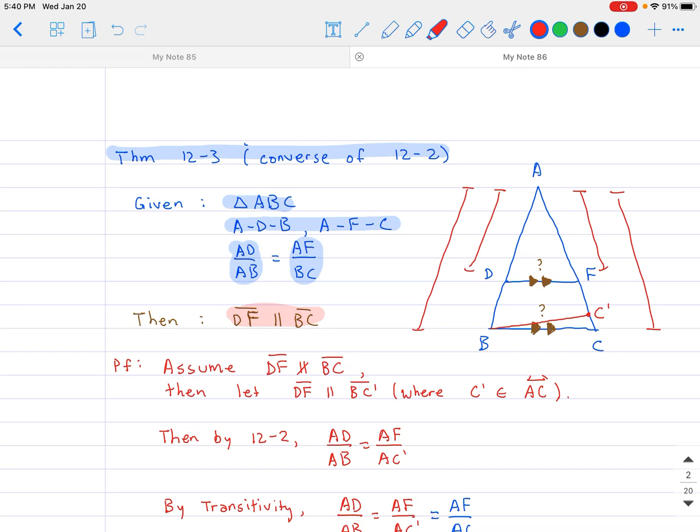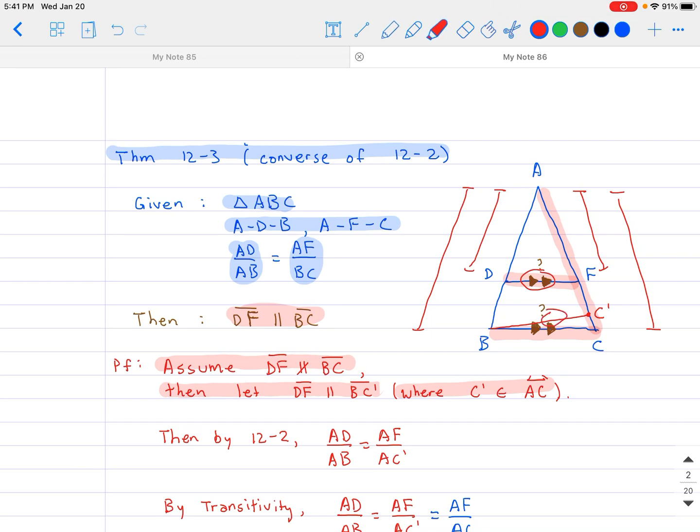So the way we're going to do it is by an indirect proof. So we're going to assume that DF is not parallel to BC. Okay, so these two lines, we're going to assume that they are not parallel to each other. Then in that case, I'm going to say that DF is parallel to something else, which we'll call BC prime, where C prime is going to be on the side on the right-hand side over here. So you can see that C prime is somewhere on that side. And we're going to assume that DF over here is parallel to BC prime over here.